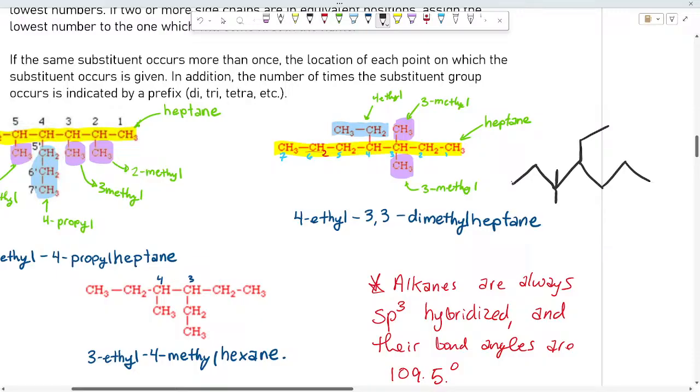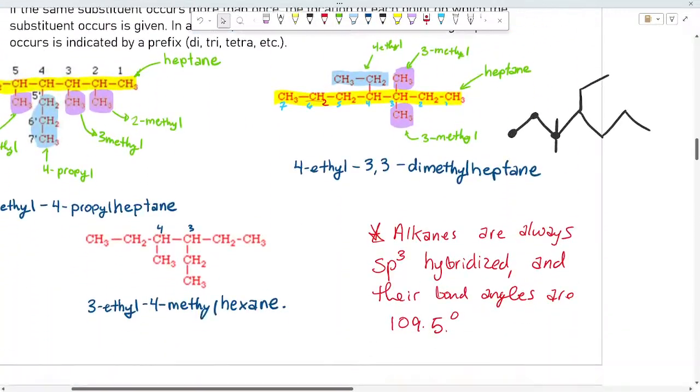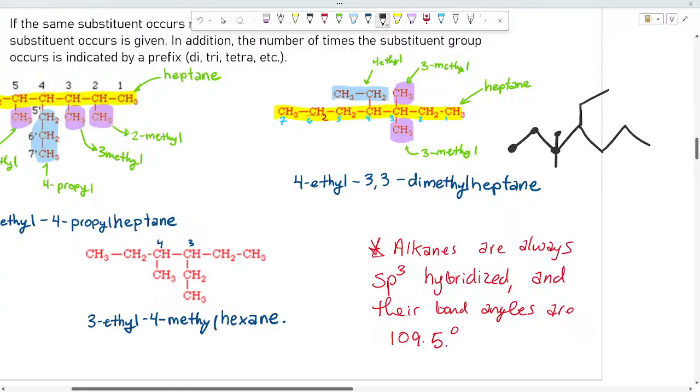Now, having said that, how many hydrogens are on this carbon? Good. What about this one? 2. What about this one? 0. Correct. Very good. What about this one here? How many hydrogens on this carbon? 3. What about this one? 3. What about this one? 1. This one? 2. This one? 2. This one? 3. Good. This one? 2. This one? 3. Excellent. Does that make sense?